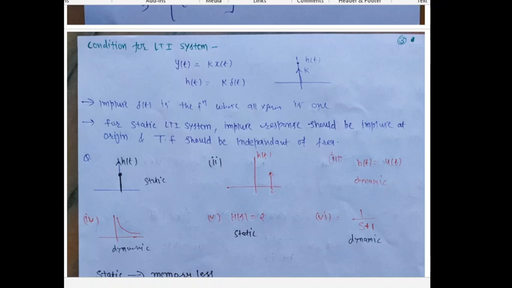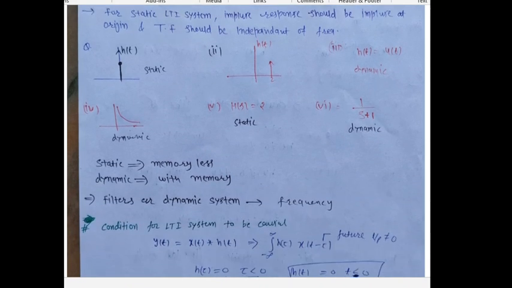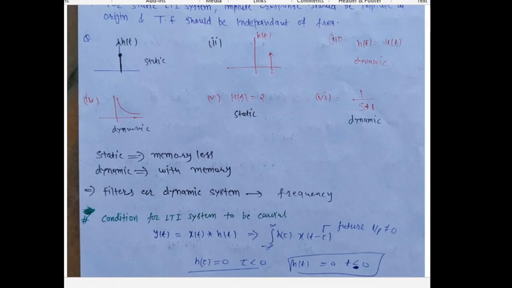And next, a static system is memoryless and a dynamic system is with memory. So this is a system with memory. This is also a system with memory. And filters are dynamic systems because they depend upon the frequency.